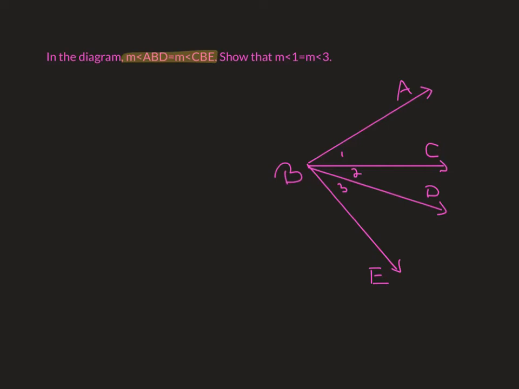So ABD, follow those around, ABD, that's this whole angle here. And CBE is this whole angle here. It's a little bit tricky because they overlap a little bit, but hopefully you can see with the colors where I'm getting that. Now that I have that, I'm going to go ahead and set up my proof.